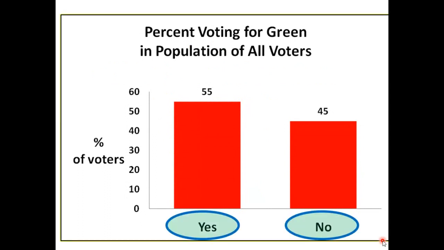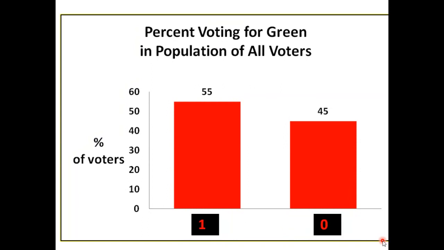Now again, in this graph, the values on the x-axis are yes and no. And again, we can replace them with 1 and 0. So we have a Bernoulli variable. A 1 indicates a voter who plans to vote for Christina Green, and a 0 indicates a voter who does not plan to vote for her.